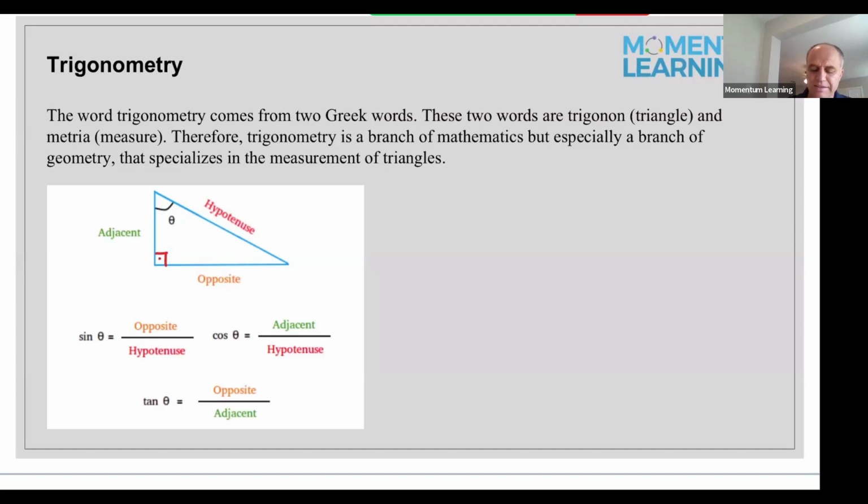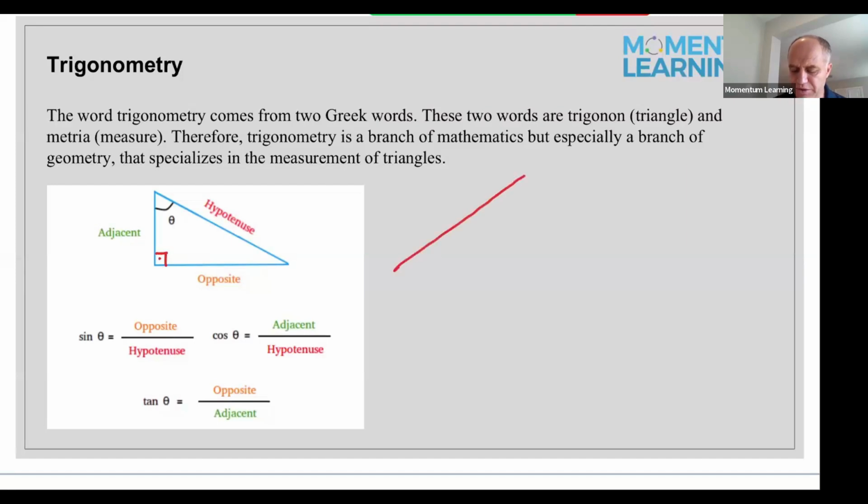What are they? Sine theta. Sine theta is equal to always opposite over hypotenuse. It is also called rise over run, or the other one. But better learn this one academically. Cosine is adjacent over hypotenuse. Tangent is opposite over adjacent, always.